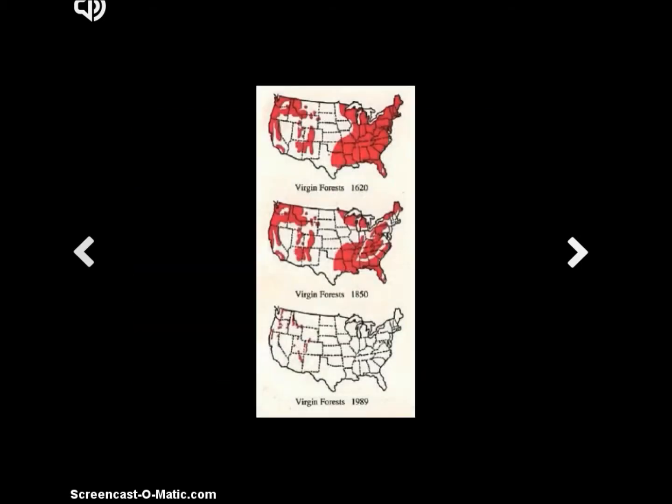This is an image that shows virgin forest in the United States, and I'm taking what they're saying by virgin forest to mean forests that were previously untouched by deforestation. We start in 1620 and go all the way through 1989, which was obviously before all of y'all were born. But you can see the trend is that the virgin forests remaining in the United States are almost none, especially when you compare them to 1620.